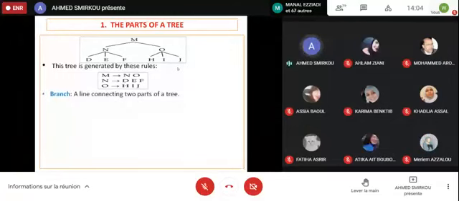Okay, so we would like to start with some terminology. Branch: we don't say a line, we say a branch, a technical term. It is a line connecting two parts of a tree. So this is a line, a branch, etc.